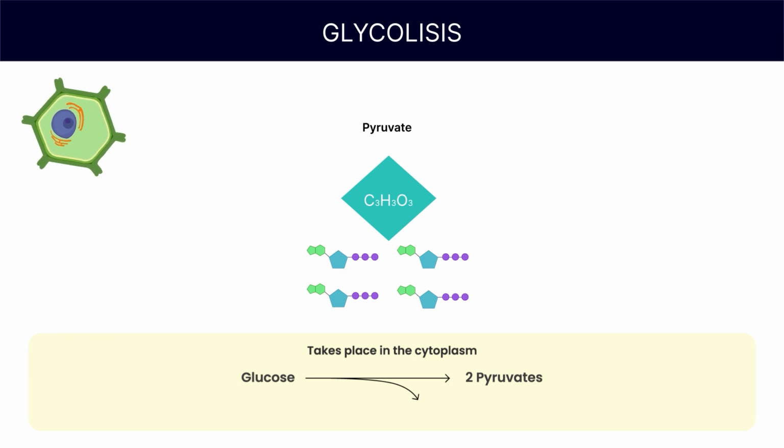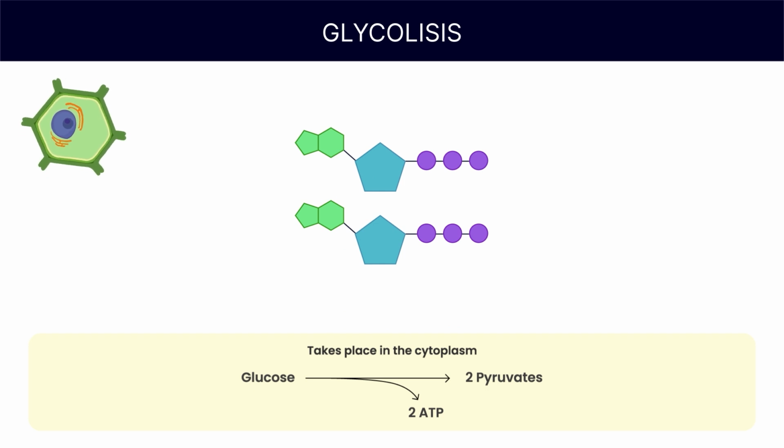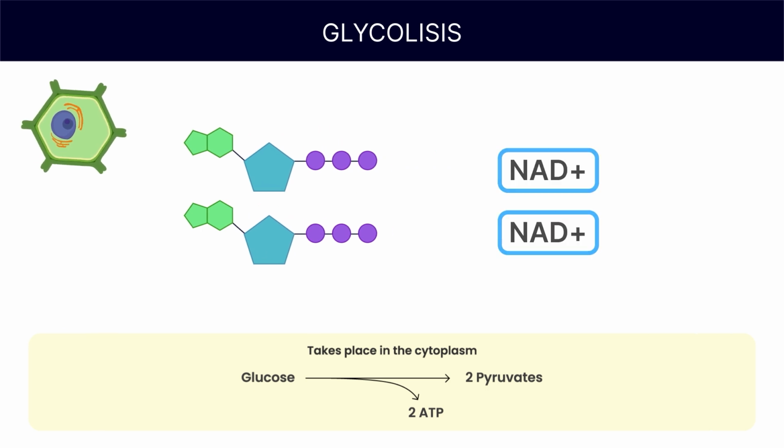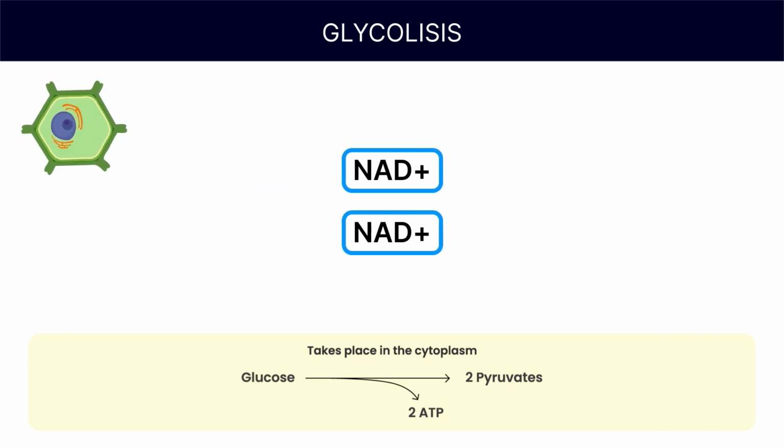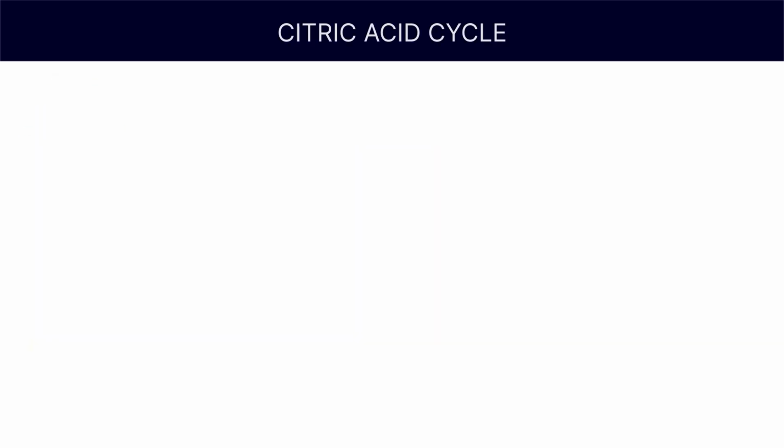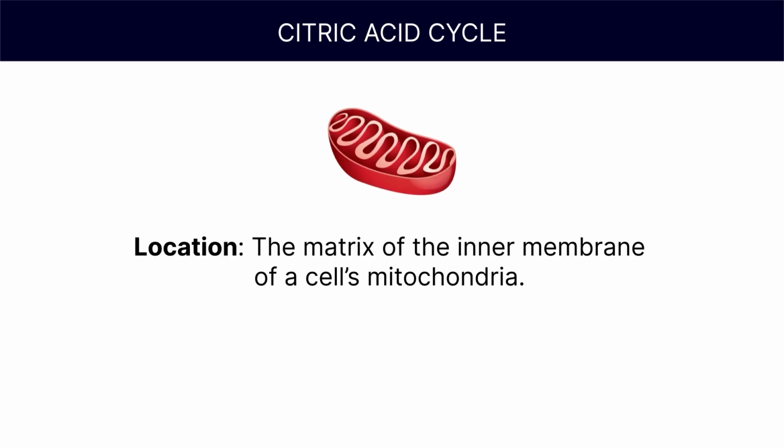Because 4 ATP is produced from pyruvate, only 2 molecules move on to the second stage of cellular respiration, along with energy-carrying molecules called NAD+, or nicotinamide adenine dinucleotide. During glycolysis, electrons are transferred to 2 NAD+ to make 2 molecules of NADH, which stores energy for later in the cellular respiration process.